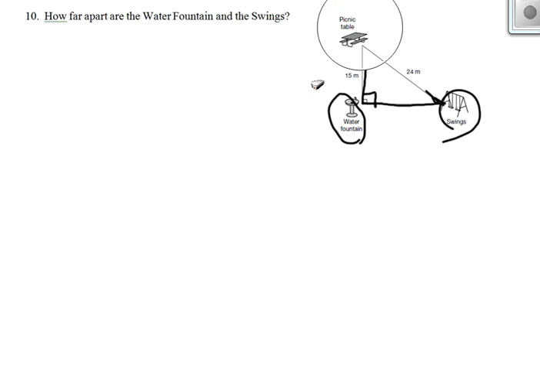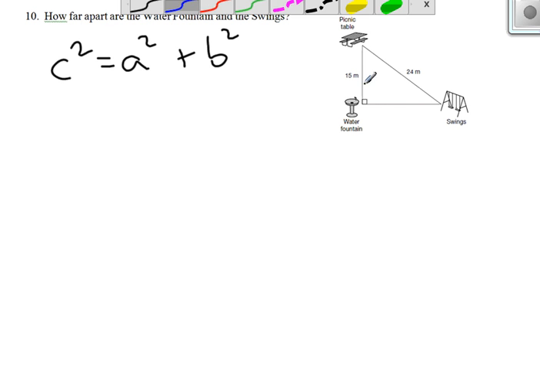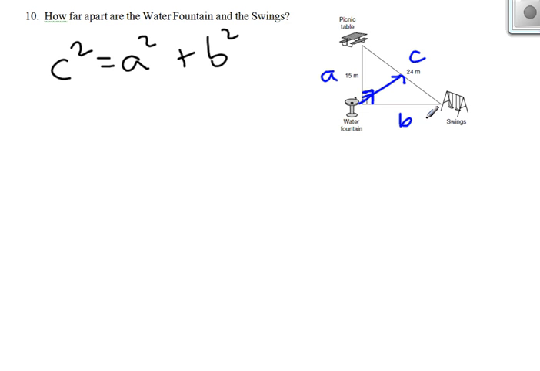So cleaning up my diagram, this Pythagorean theorem looks like this, and the most important part of using it is making sure you correctly identify what information you have. Here's the right angle. Across from the right angle is the hypotenuse, so that must be C. And that means I'm going to call this side A and this side B. So I know what C is. C is 24.